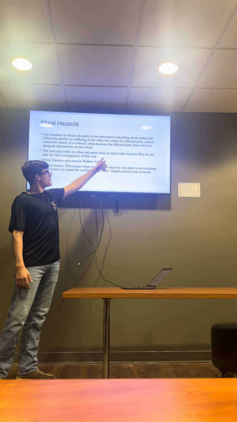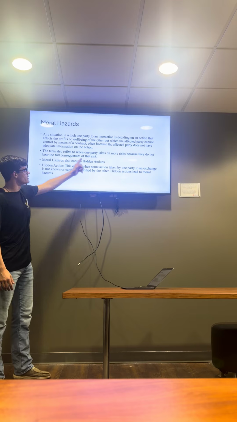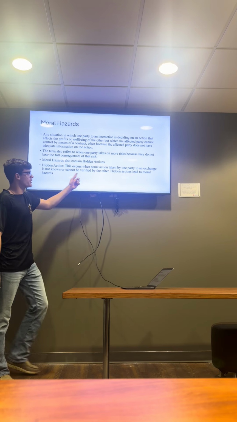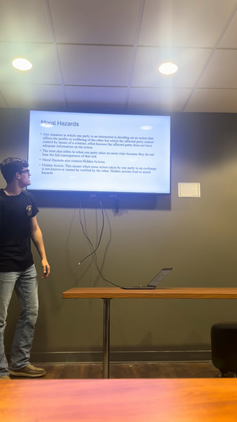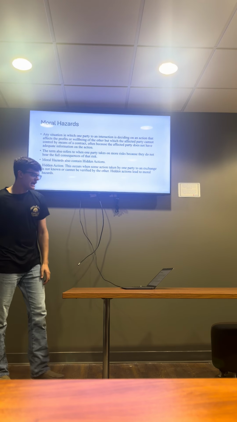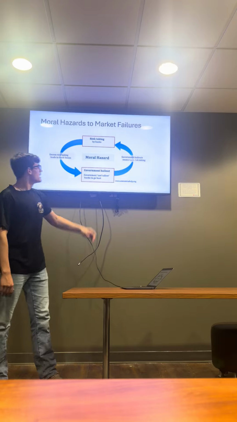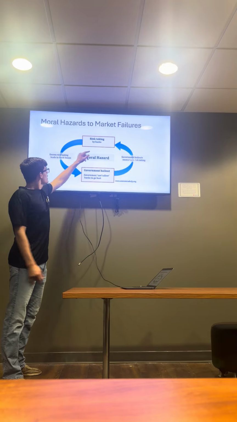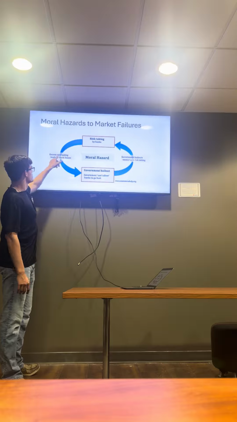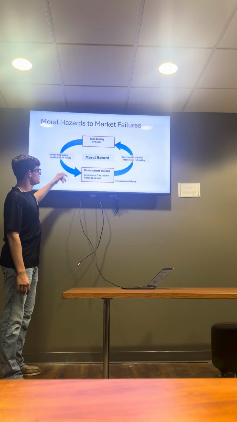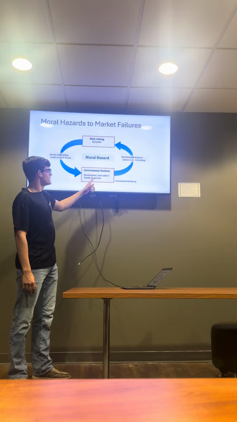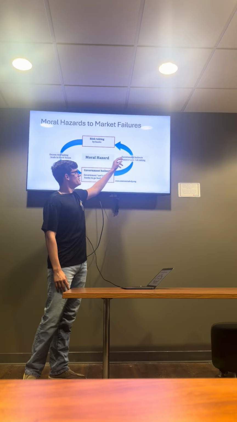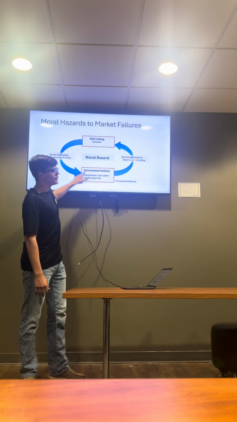It refers to when one party takes on more risk because they do not bear the full consequences of that risk. With moral hazards come hidden actions. Hidden actions occur when some action taken by one party to an exchange is not known or cannot be verified by the other. Hidden actions lead to moral hazards. A good example here is banks and the government. Banks take risk. The banks then do excess risk taking, which leads to bank losses. The government then has to bail out the banks because they cannot allow them to go bust. And then with the government bailouts, the banks are able to take more risk, and it's just an ongoing cycle.